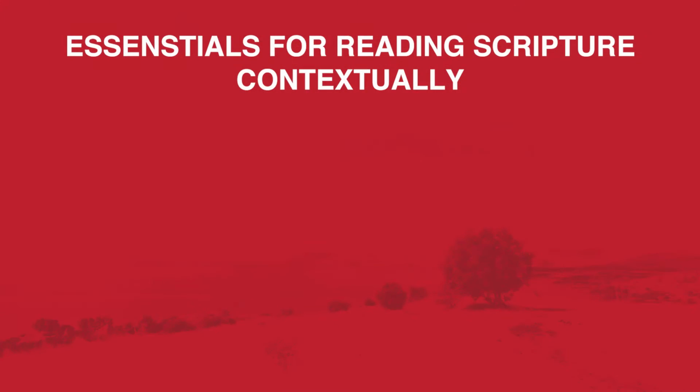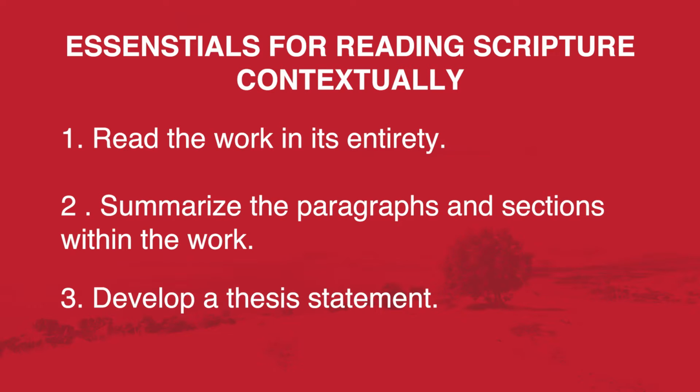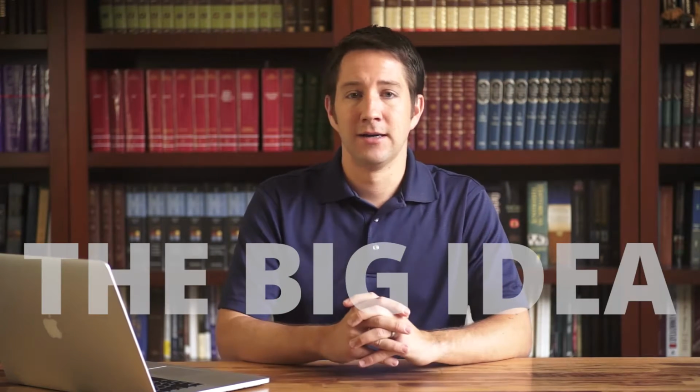So in summarizing these paragraphs and sections in the book, we're essentially creating an outline. We can go from there and make subpoints and sub-subpoints and so on, and see how each individual passage fits into the whole. So let's take a look at our third essential in viewing a passage in its literary context. After reading it and discovering the thought flow through paragraph summary, we are then able to develop a thesis statement, or what is sometimes called, and I like the term, the big idea.